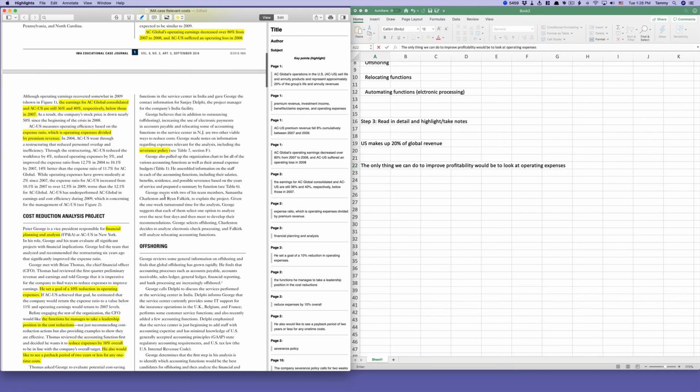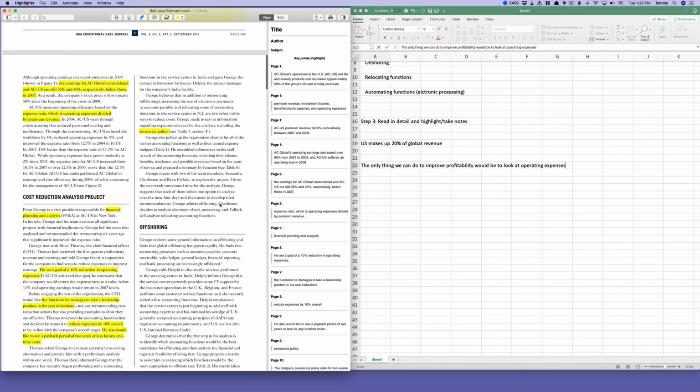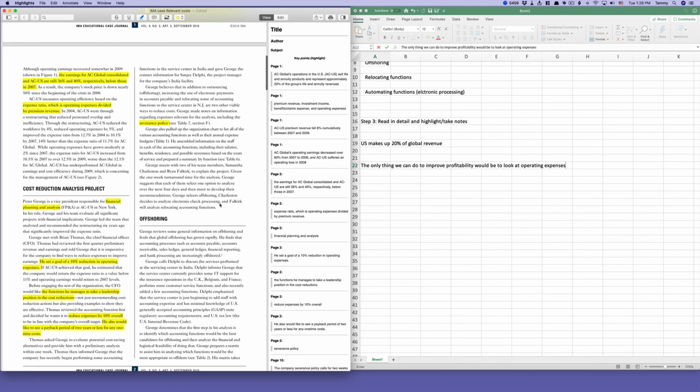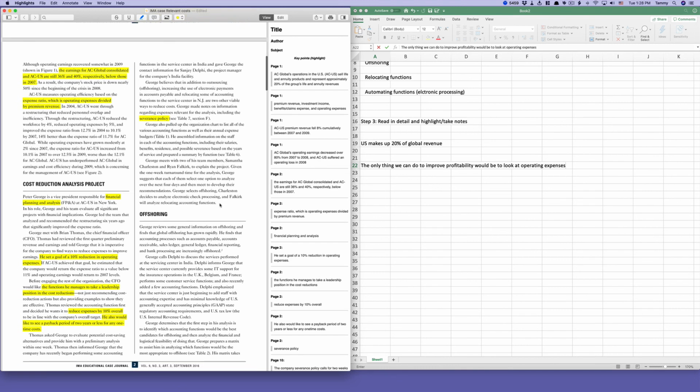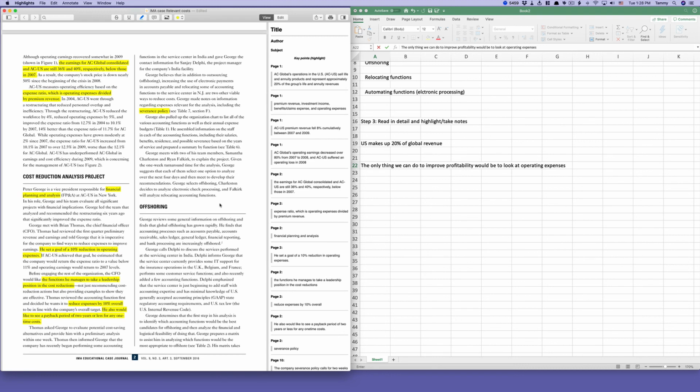George meets with 2 of his team members, Samantha Charleston and Ryan Falkirk, to explain the project. Given the 1-week turnaround time for the analysis, George suggests that each of them select one option to analyze over the next 4 days and then meet to develop their recommendations. George selects offshoring. Charleston selects electronic check processing, and Falkirk will analyze relocating accounting functions.